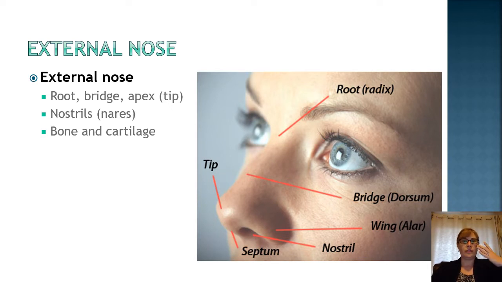The bridge of the nose is also known as the dorsum of the nose. This is the part that people tend to break. And then the tip would be also known as the apex. A term that we use for nostril is nair. So you should know that nair and nostril are the same thing. And that's pretty much it.